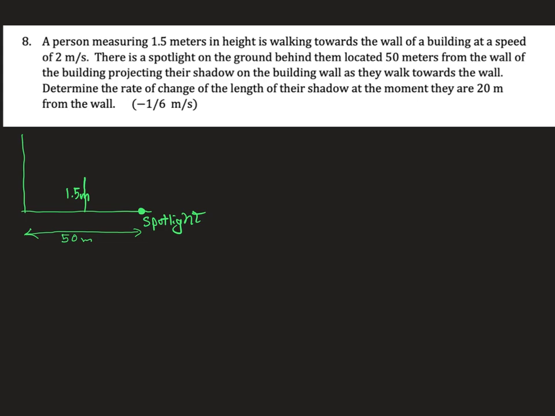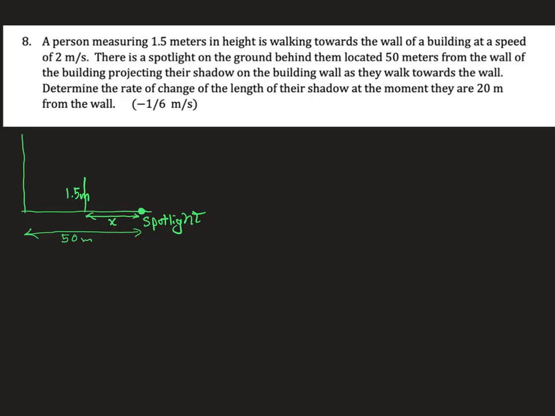Now, what does change is the person walking towards the wall, and they're walking at a speed of 2 meters per second. Since we can measure that from the spotlight, because they're walking away from the spotlight, this distance here from the person to the spotlight is going to change at 2 meters per second. So we're going to write that as an x because that distance is changing. We'll name that with the derivative in a minute.